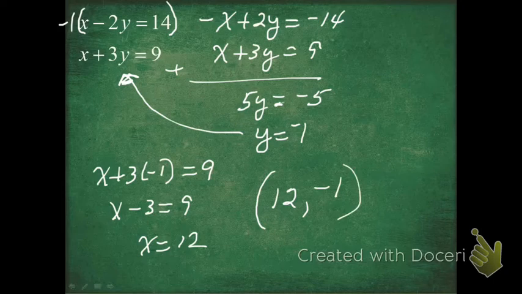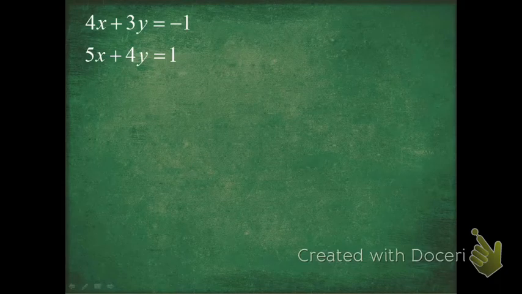All right, my third example. Okay, here it's not real obvious what to use. I could get rid of the x's, I can get rid of the y's. So let's see here. I think I'm going to get rid of the y's this time. And 3 and 4 both go into 12. So I'm going to turn those both into 12. So I'm going to make one negative.